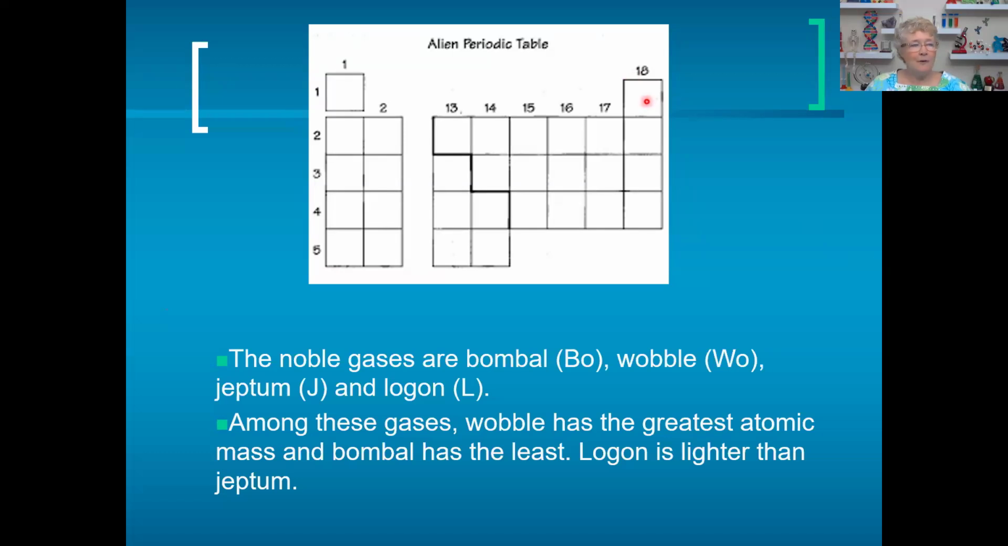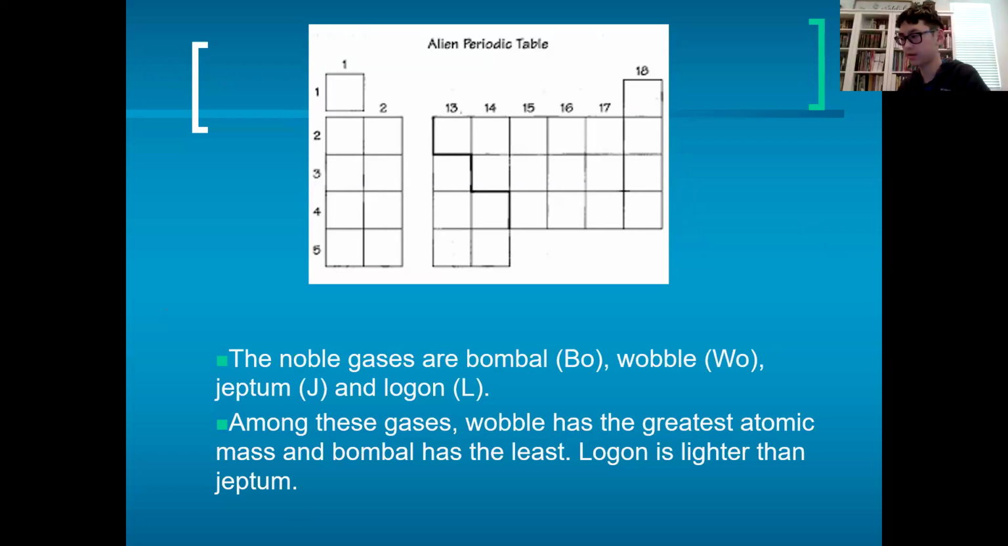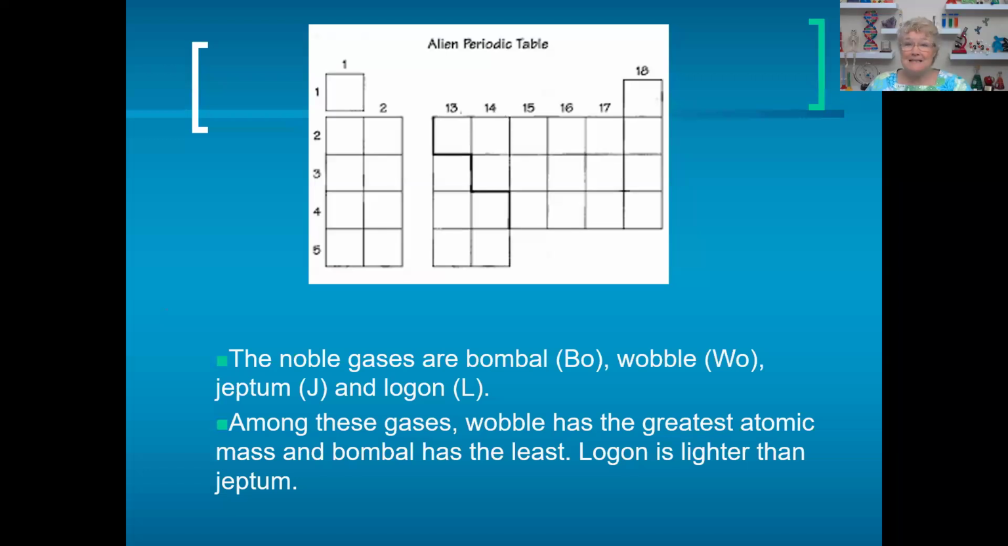Everybody think about it now for a minute. Wobble has the greatest atomic mass. Bomble has the least. Logon is lighter than Gyptum. All right, so what goes on the top? Josiah. Bomble, because I think that represents helium. All right, wait for what it represents. We're just going to place them first, but you're absolutely right. Bomble is going to go on the top. It has the least atomic mass.